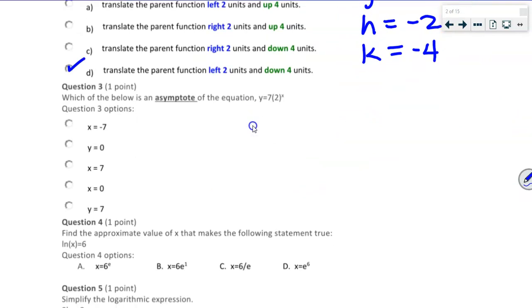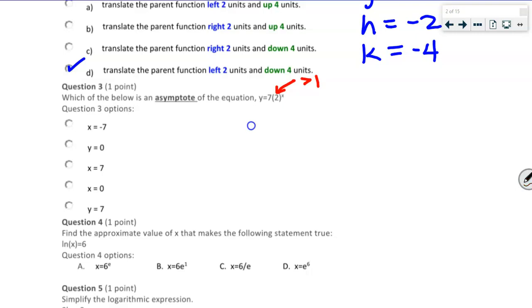The next one says which of the below is an asymptote of the equation y equals 7 times 2 to the x power. So this is a growth function, and I know that because this right here, if this is greater than 1, it's a growth function. If it's a fraction, it's a decay function.